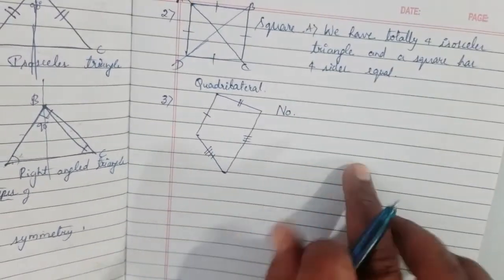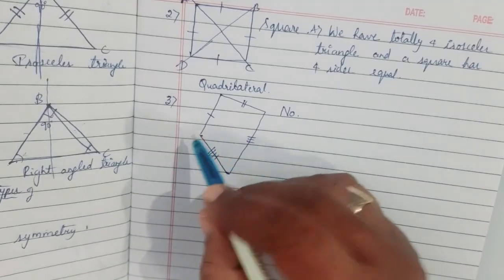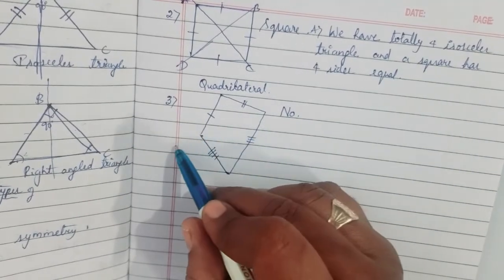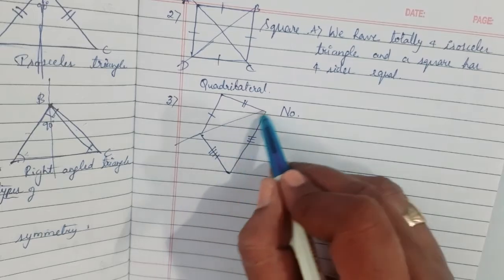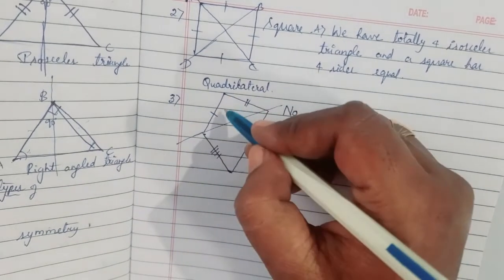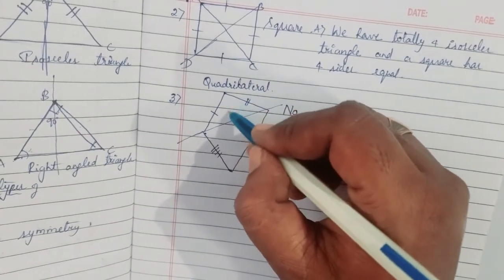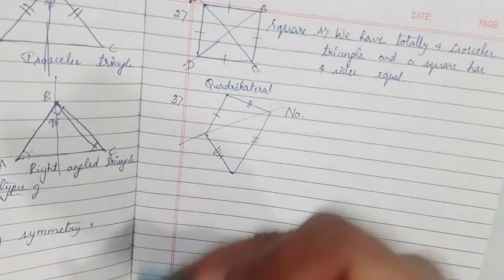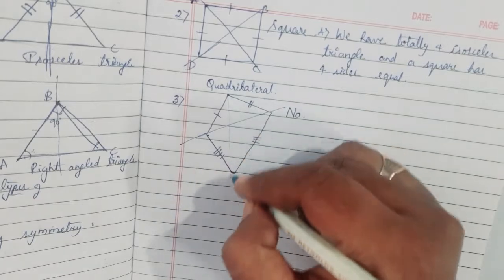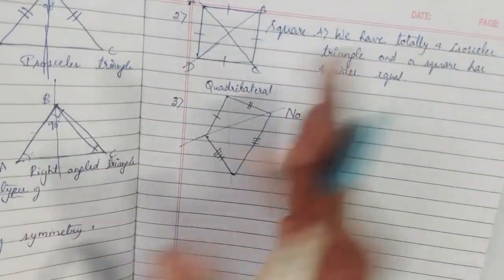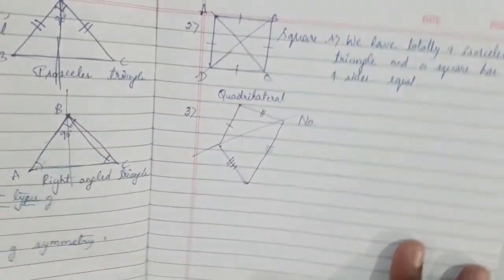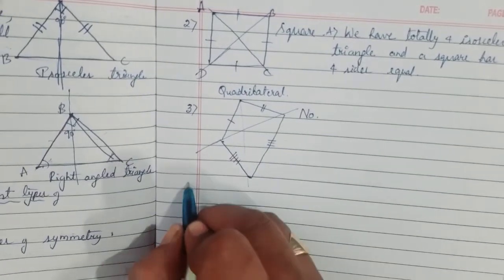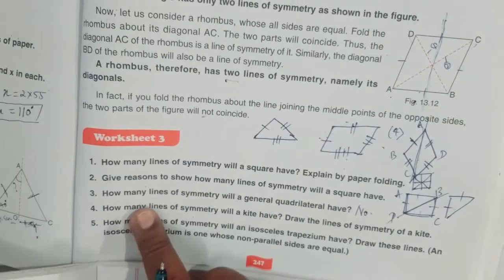We will not get any line of symmetry for the general quadrilateral, because when you fold about this line, see here this area is different from this area of the triangle. So they are not going to coincide. Same with the diagonals here. No part is coinciding with the other part. Therefore the answer is we don't have any lines of symmetry.